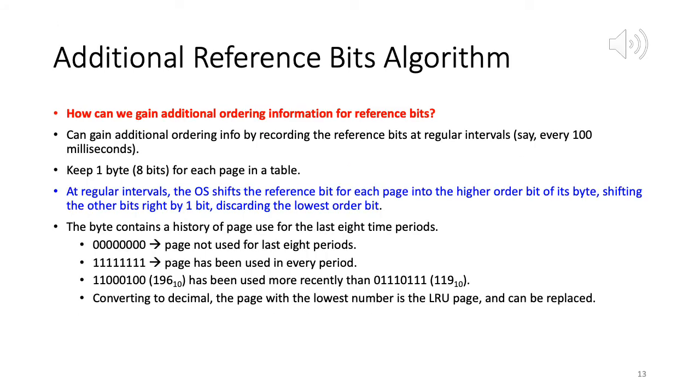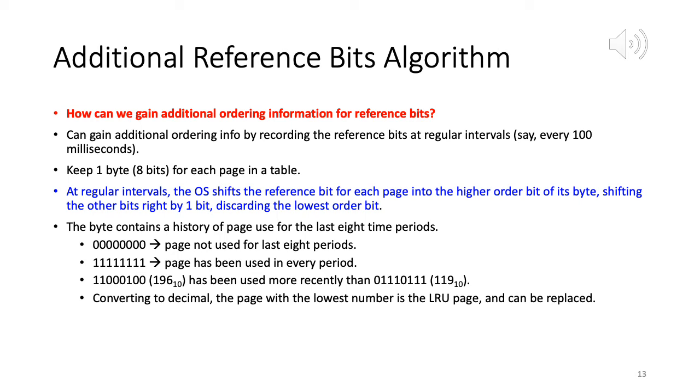Okay, so I'm on slide 13, and the first algorithm we talk about is the additional reference bits algorithm. Now the question is, how can we gain additional ordering information for the reference bits? Given a set of pages at a particular time, can we obtain information on the order in which they have been referenced?